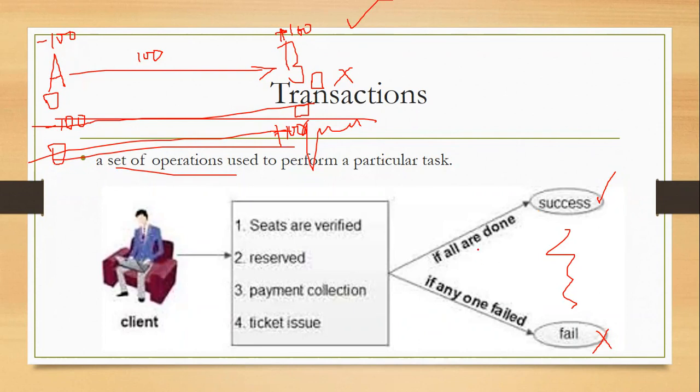So that is what I've told over here. If everything is done, it is a success. If anyone failed, either at A's end or B's end, it will be a failure. Similarly, you have it in online shopping or online ticket reservation, Book My Show, and so on. These are all applications of transaction management. It is either happening fully or it is not happening at all.